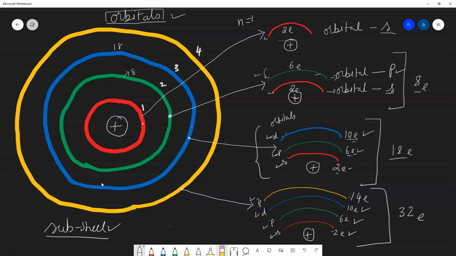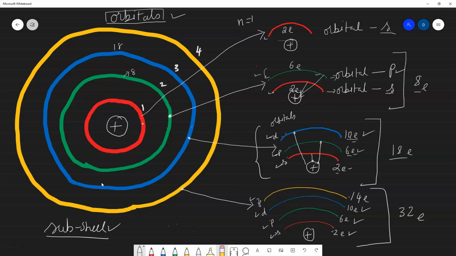If you look at shell number 1, it is very easy because it has 1 orbital, the s orbital, which is the closest to the nucleus. Shell number 2 has 2 orbitals. The s orbital is close to the nucleus, then after that comes the p orbital. In shell number 3, the first is s, afterwards p is closest to the nucleus, and after that d is closest to the nucleus.